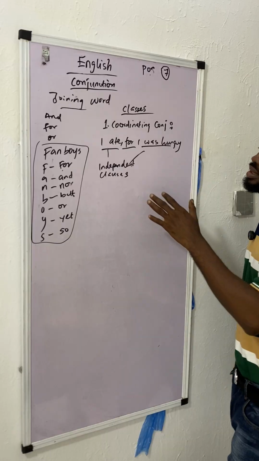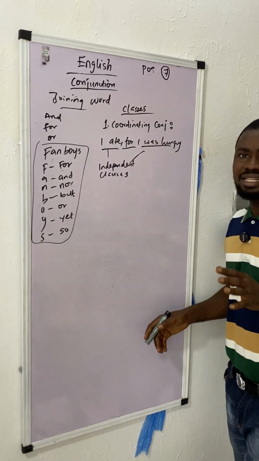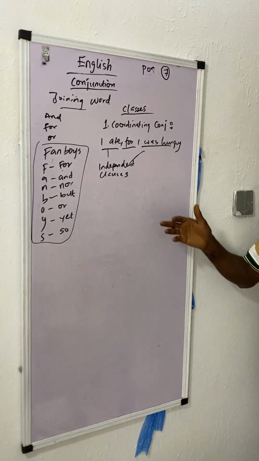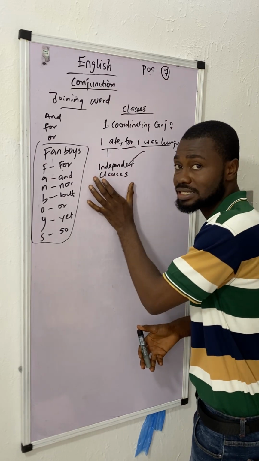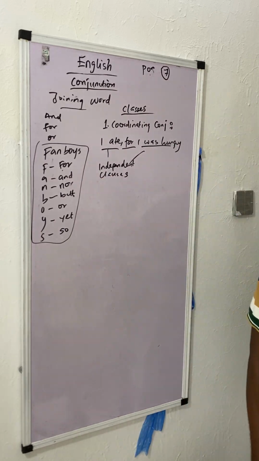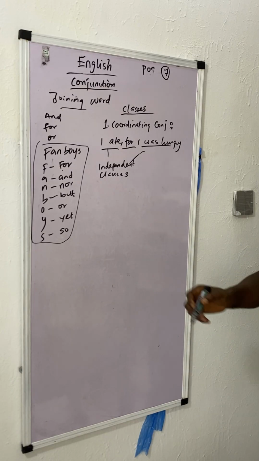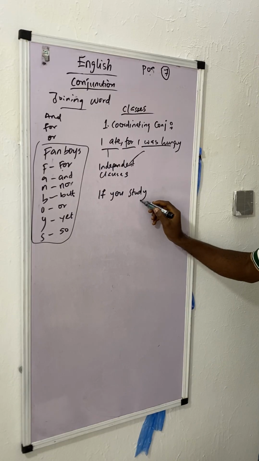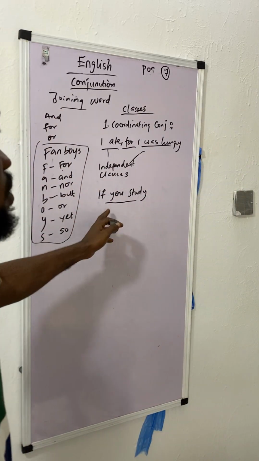But the dependent clause, in contrast, can't stand on its own. It depends on another clause to make sense. That's the dependent clause depending on the independent clause to make sense. I will give you an example: if you study. Does if you study make sense? It does not make sense.